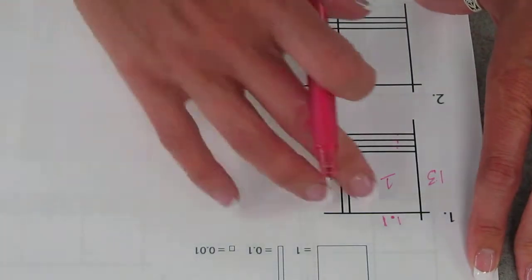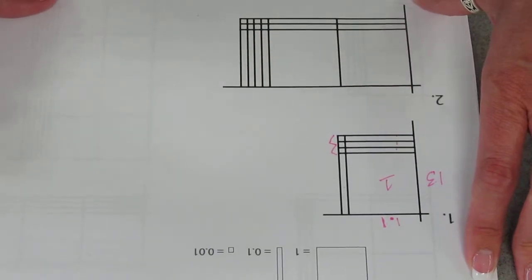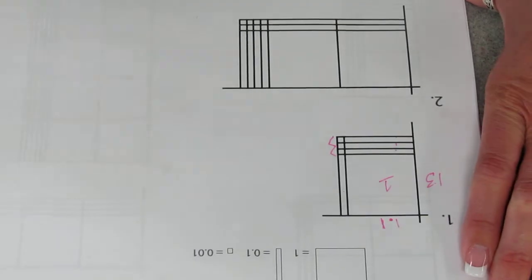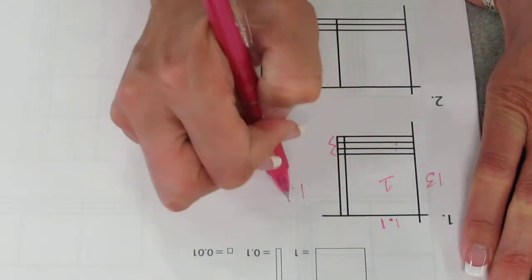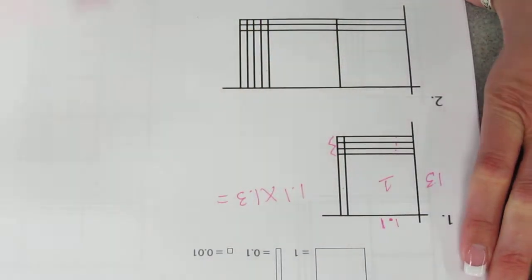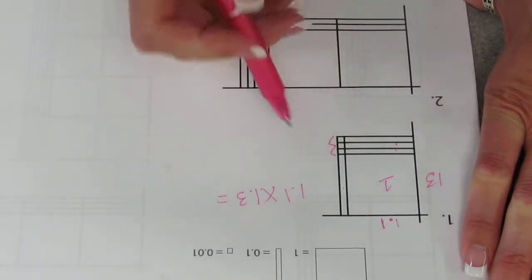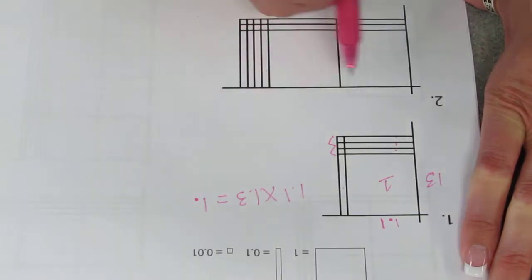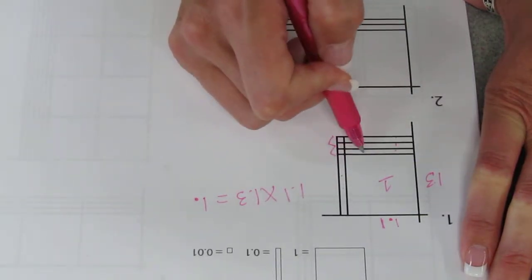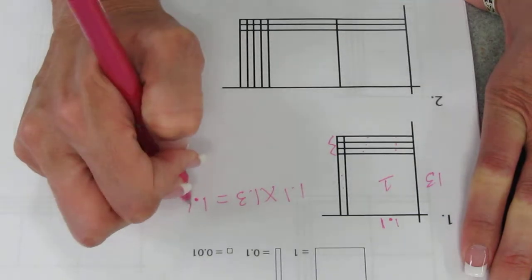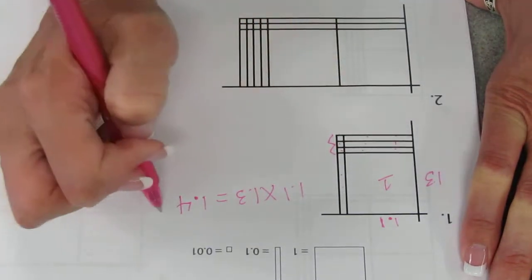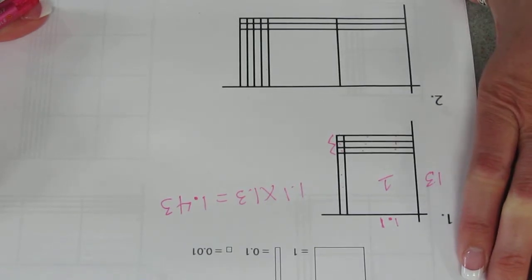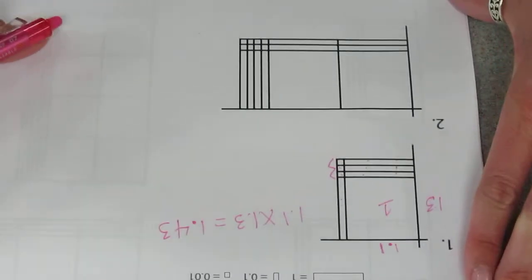Once students learn how to read the area models, they'll be able to put them together better using the base 10 blocks. So 1 and 1/10 times 1 and 3/10 equals, now it's important that they know how to read the whole thing. We have 1 whole, and I know a decimal because there's no more whole pieces. 1, 2, 3, 4 tenths, and 1, 2, 3 hundredths. So my answer is 1 and 43 hundredths. Okay? Let's look at the next one.